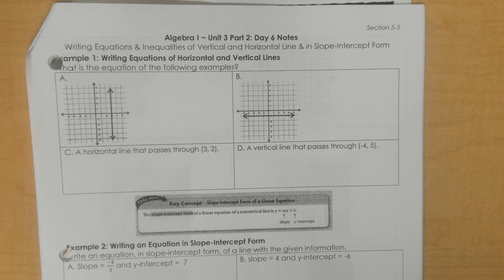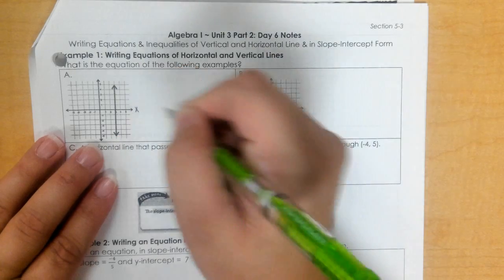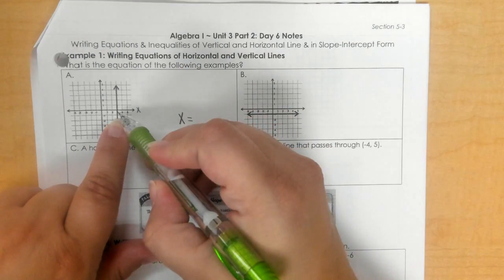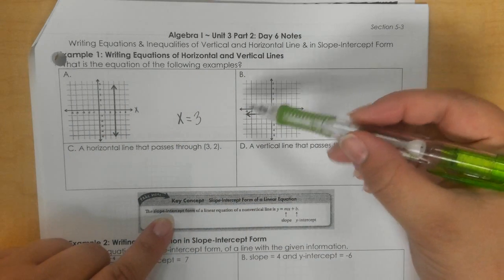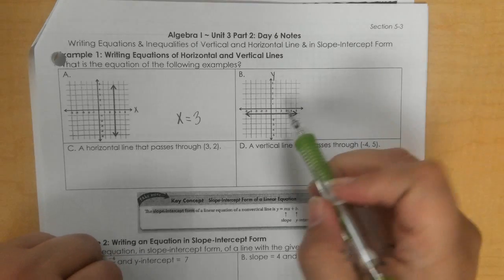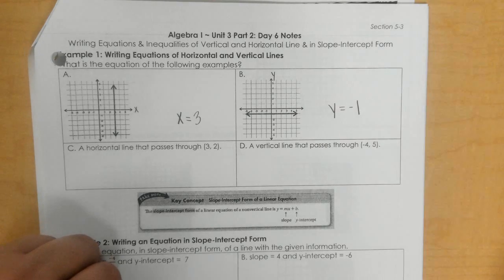So for Unit 3, Part 2 notes, we are looking at day 6, first day in this packet, and we are learning the equations of vertical and horizontal lines. So if I look here, we have this vertical line going through the x-axis. So this would be x equals, and then that number it goes through is 3. So I put x equals 3. Then for Part B, we have a horizontal line, and that goes through the y-axis. Looks like at -1, so we would say y equals -1.